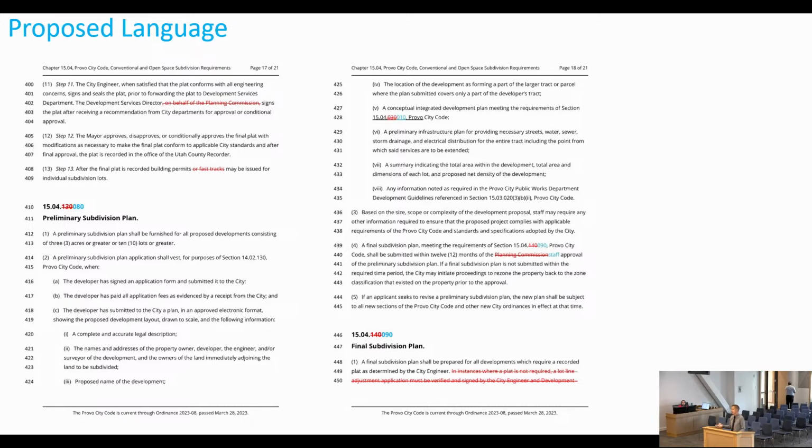Okay, so the penalty is just starting all over. They don't just lose the zoning. If the zoning was changed, they lose the subdivision approval and have to restart. Right.